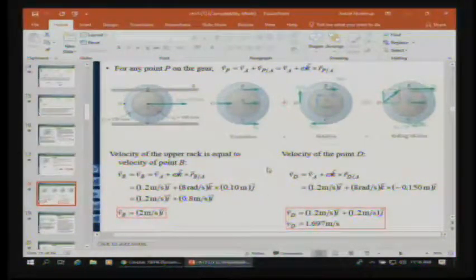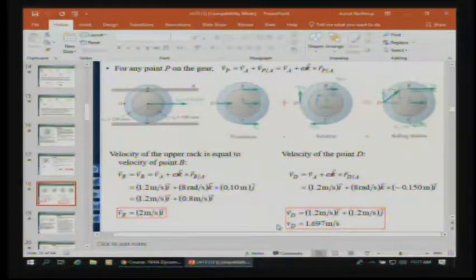Now for point D, it's a little bit different because the rotational velocity of D with respect to A is vertical, or in the j direction. We have the same omega about point A, but we have a different moment arm. We're going from here to here in the i direction.